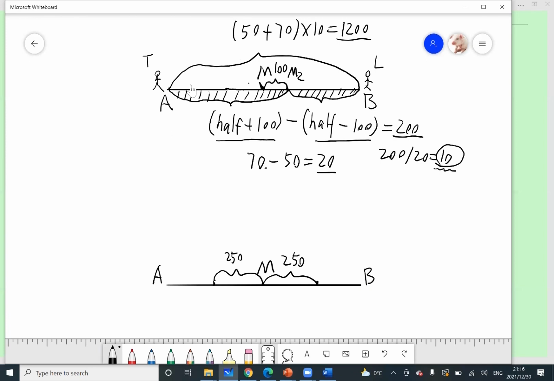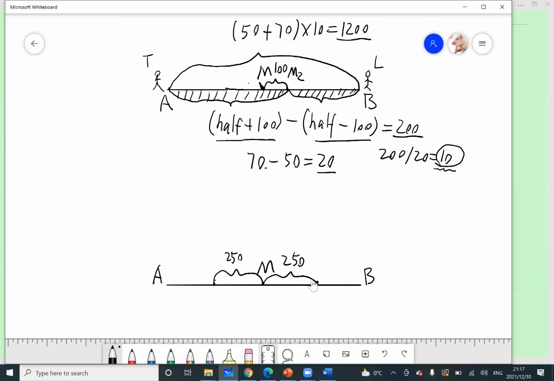In the first case, Tom never stops. So that means Tom keeps going all the time at full speed, and he can only go this far. It's 100 meters more than the middle point. Now, in the second case, he had stopped for a while. That means he should not be able to go this far, right? Suppose they meet 250 meters to the right of the middle point. It would mean that Tom can travel even more distance when he stopped for a while.